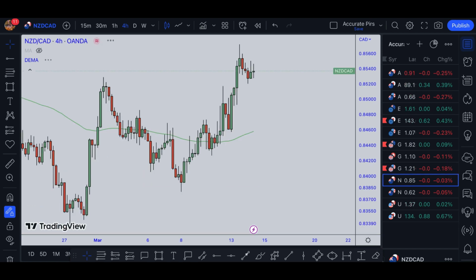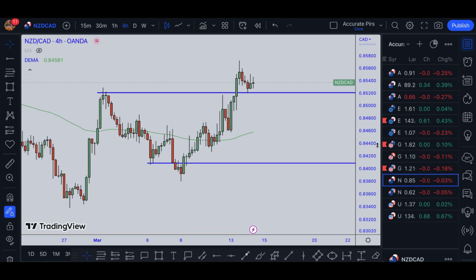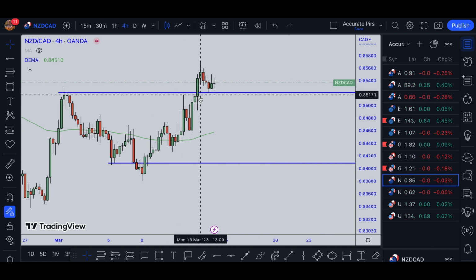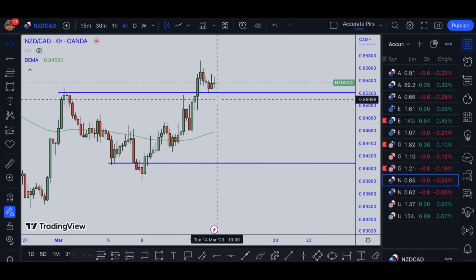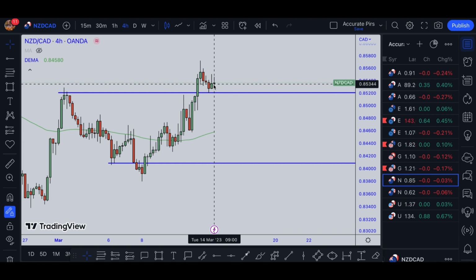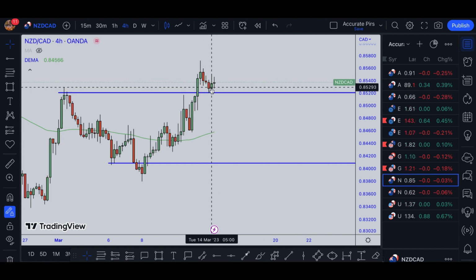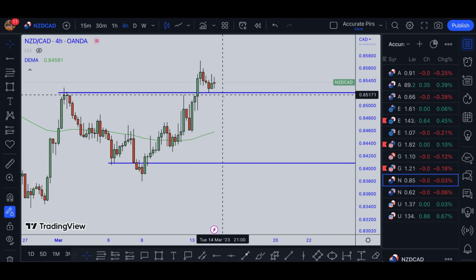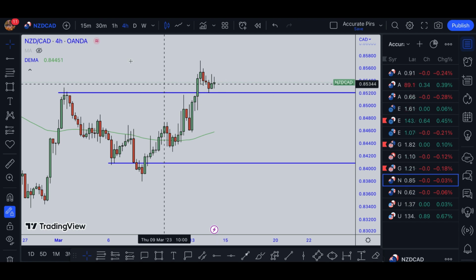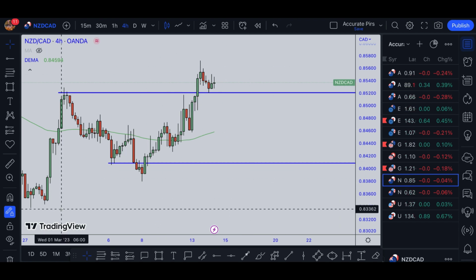Let's move on to NZD CAD. And look, we've had a breakout above this resistance level, which now looks like it is holding as our new support level. And you can see this inverted shooting star right here. It looks lovely. And I'll be honest with you, people, this looks like a trade that we can take now as well.